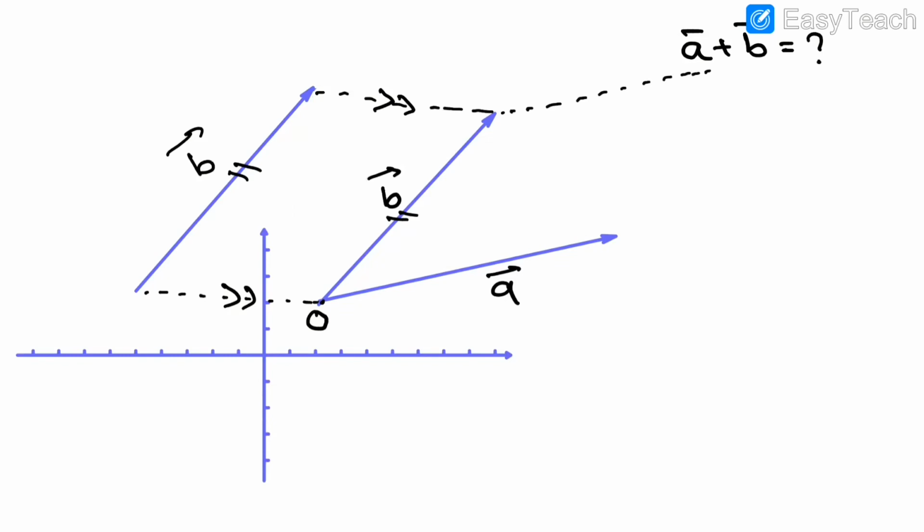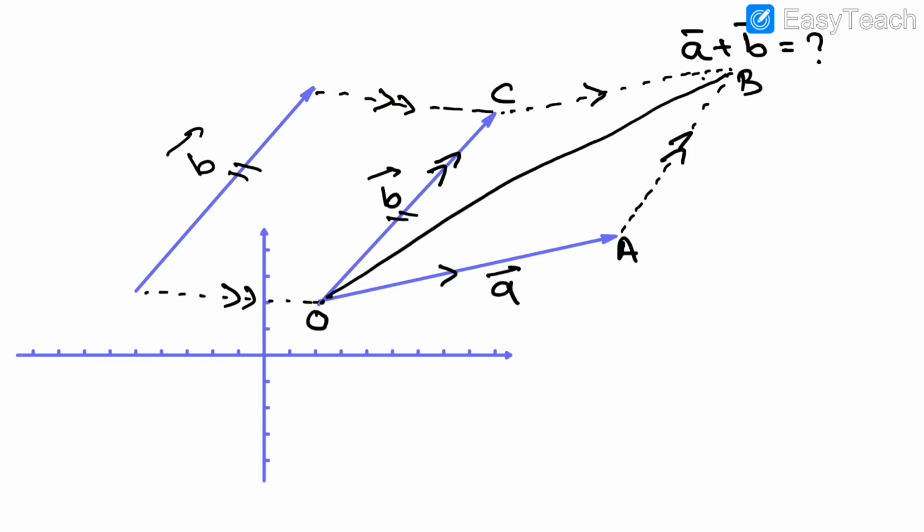we'll complete this parallelogram with A vector and B vector as two of its adjacent sides. Let me name it A, B, C. OABC should be a parallelogram. This is parallel to this, this is parallel to this. When you complete this parallelogram, this diagonal will represent A vector plus B vector.